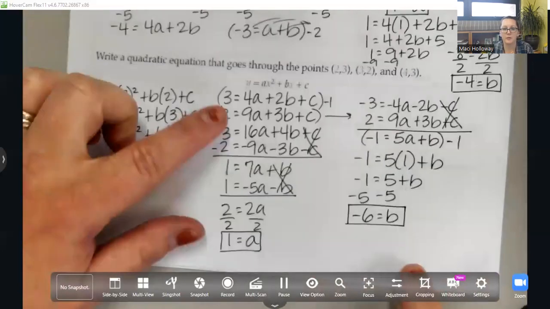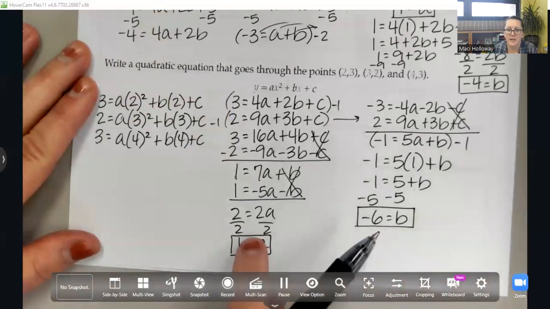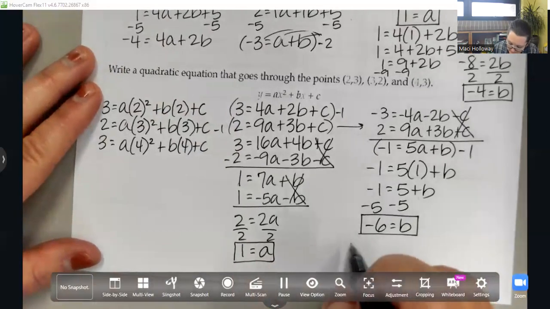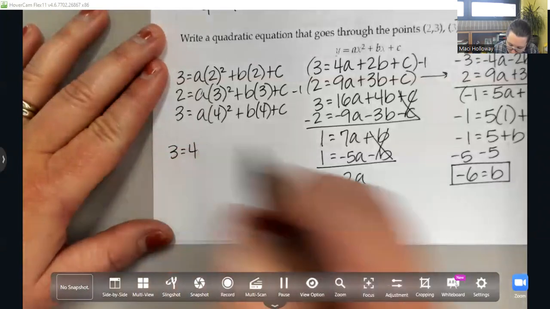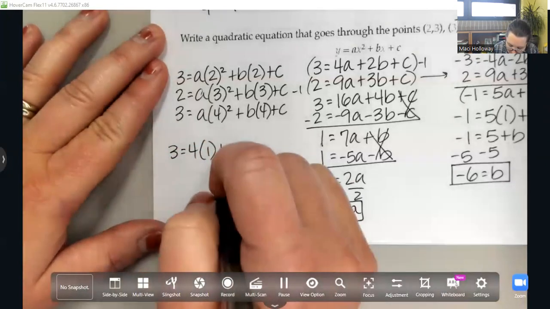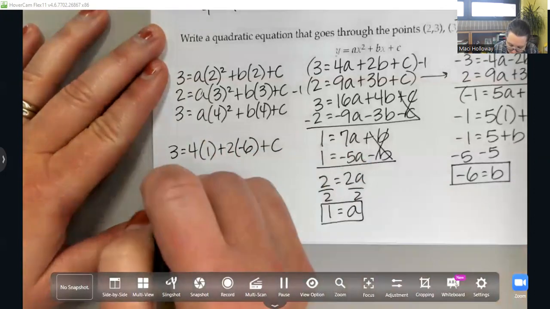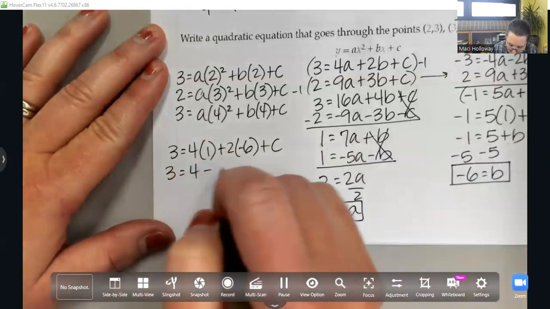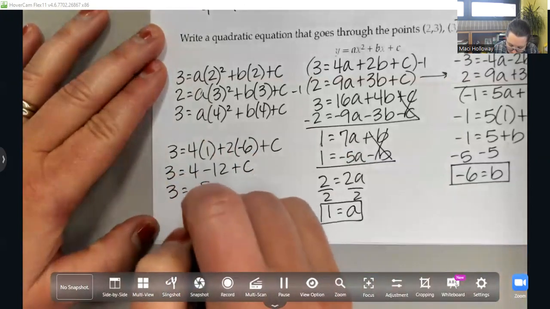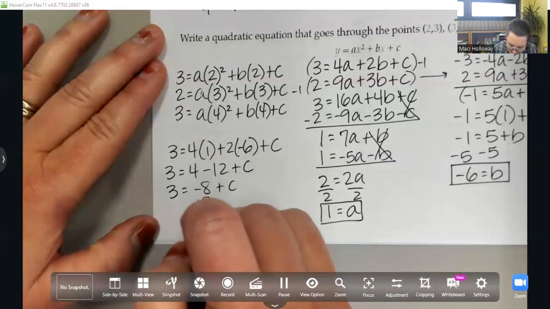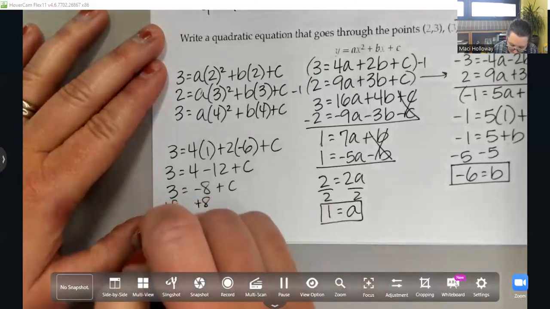Now we're going to go to one of our original equations and plug in negative 6 and 1. So we have, I'll use this space right here, 3 equals 4 times 1 plus 2 times negative 6 plus c. So we have 3 equals 4 minus 12 plus c. 3 equals negative 8 plus c. Add 8. And c equals 11.